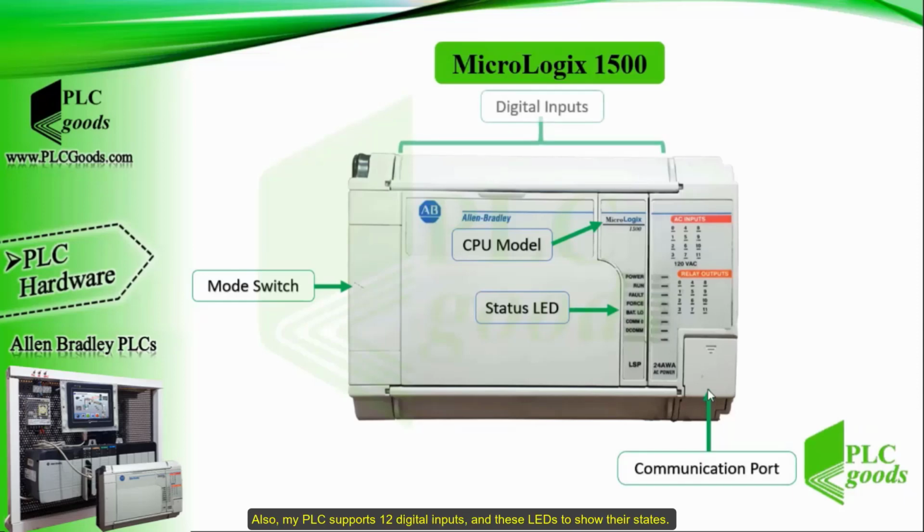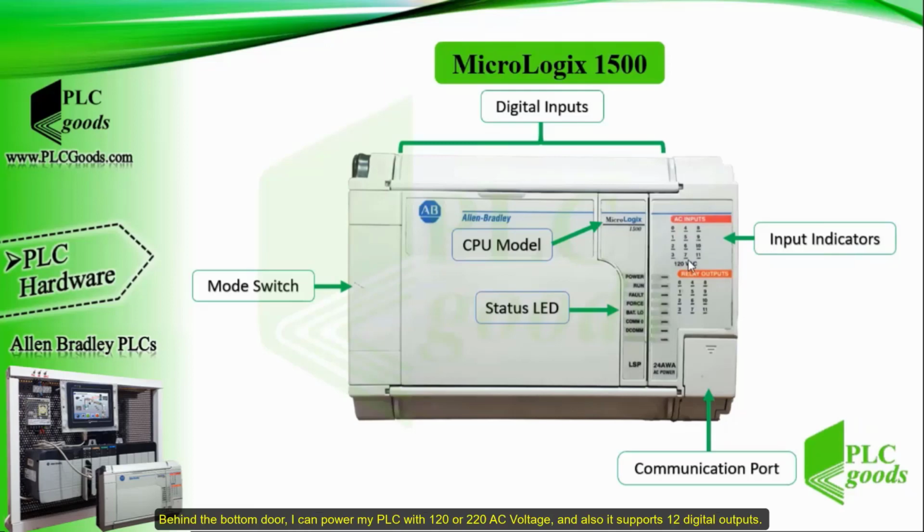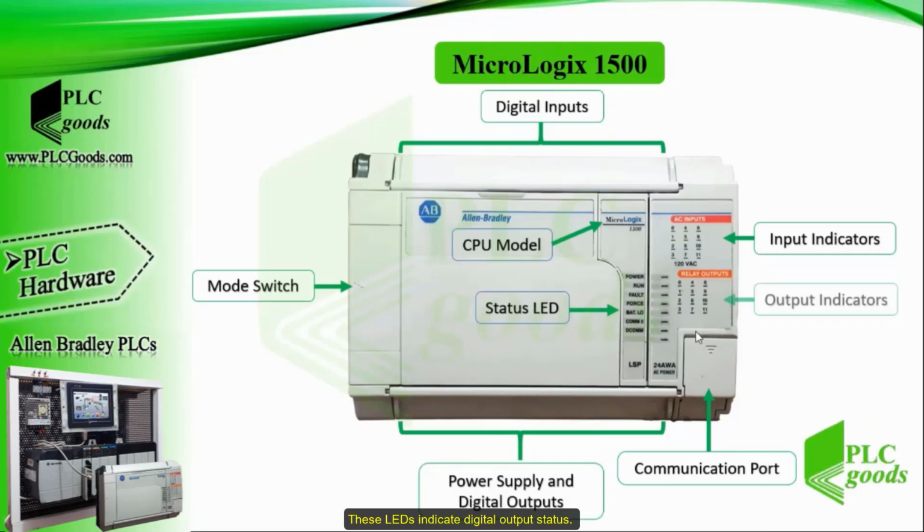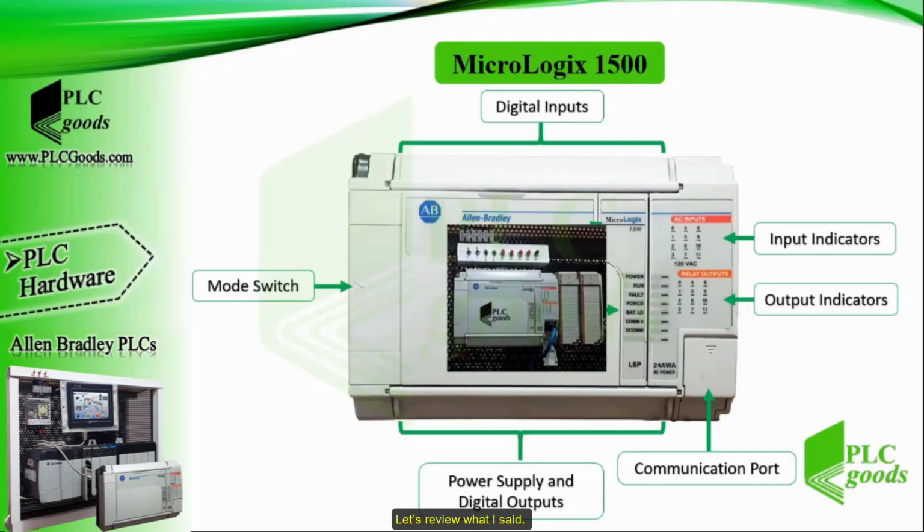There is a mode switch under the left access door with three options: Run, Remote, Program. I can connect my computer's serial port to here using a serial cable. Also, my PLC supports 12 digital inputs and these LEDs to show their states. Behind the bottom door, I can power my PLC with 120 or 220 AC voltage, and also it supports 12 digital outputs. These LEDs indicate digital output status.